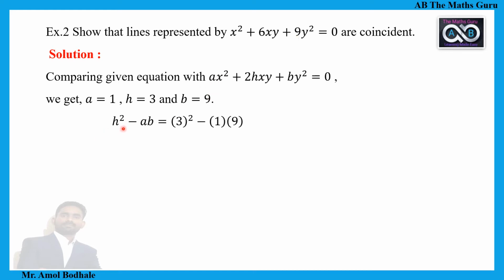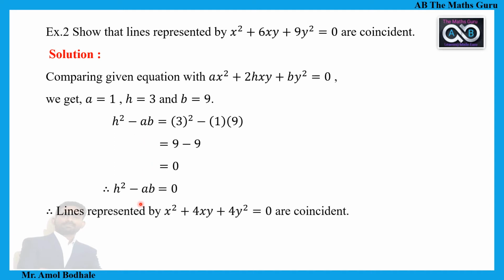So we'll consider the value of h square minus ab. So that is 3 square minus 1 into 9. So here it is 9 minus 9. So we get h square minus ab is 0. So therefore the lines represented by the given equation are coincident.